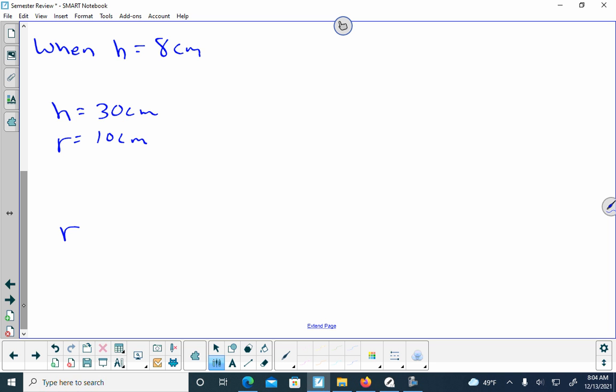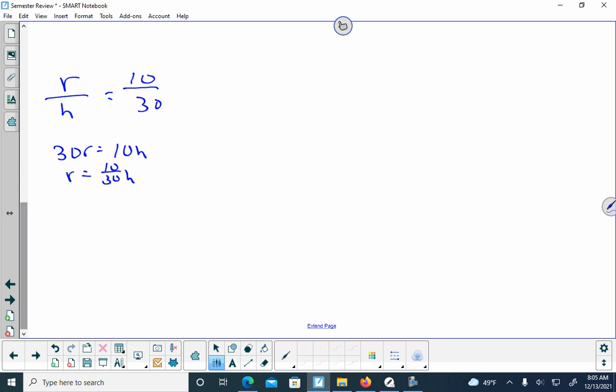I did rate 10, height 30, cross multiplied. So I have 30R is equal to 10H. I want to replace the R because everything I'm talking about has the height. So R is going to equal 10 over 30 H. So R will equal 1/3 H.